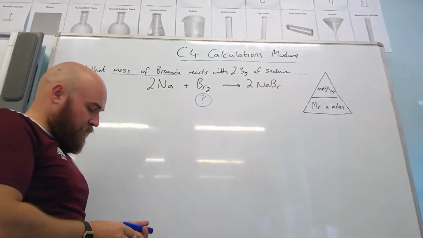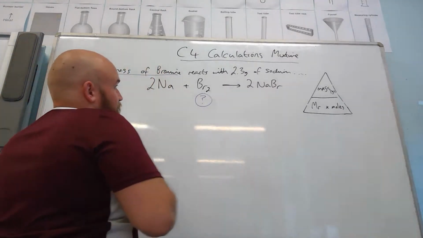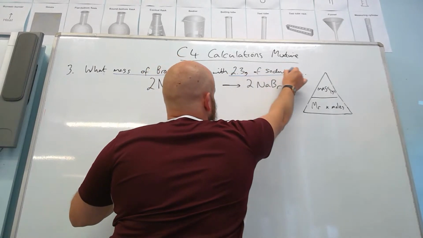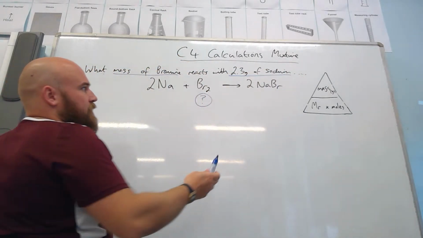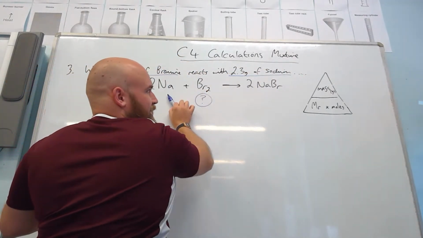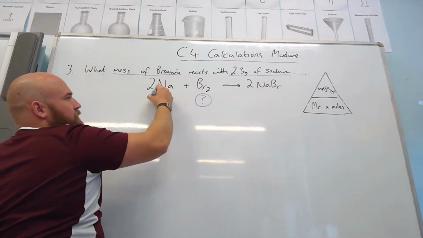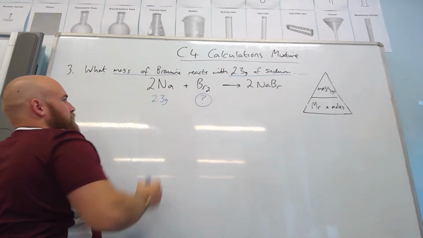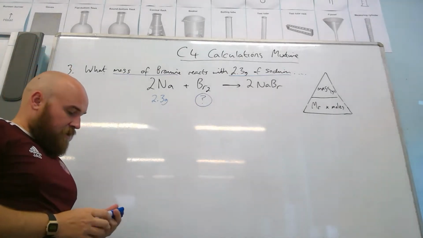What are we starting with though? We must be starting with something. It says here we're starting with 2.3 grams of sodium. So which of these 2 remaining things is sodium? Well, hopefully you can see it's just this. Yep. And I'm going to set up my grid.